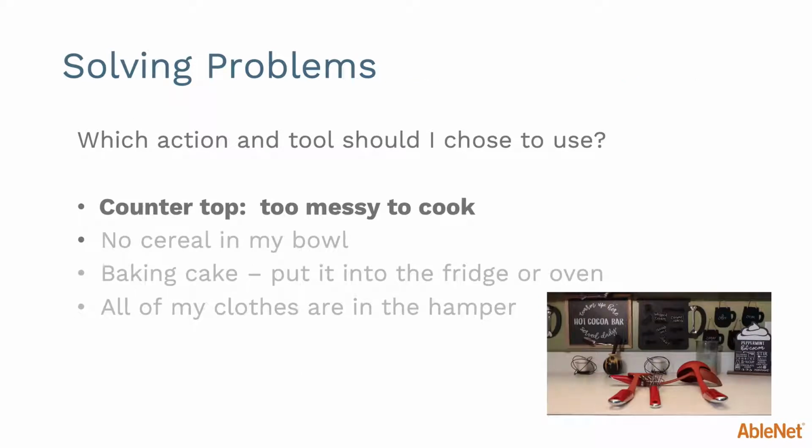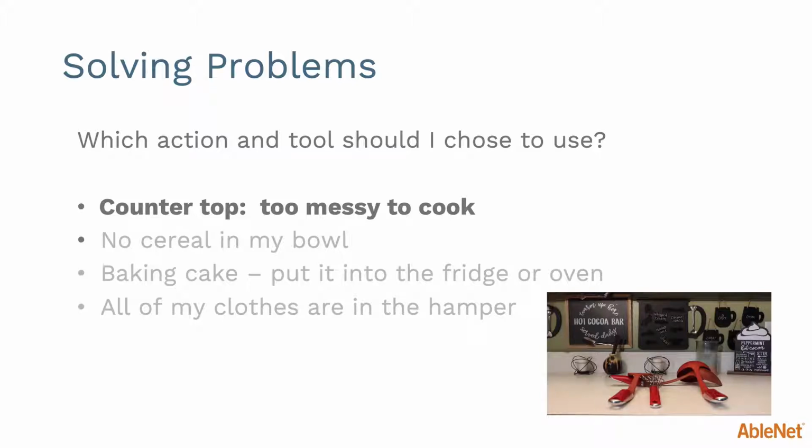Let's move on to a more challenging activity by showing choices before solving a problem. In math, thinking about choices and what might happen supports students as they tackle problems and make decisions about what to do, what tools to use, and what the outcome might look like for each of those. For example, the countertop is too messy to cook. Here is an example of an everyday problem you can solve with your child by giving choices about the action and tool to use to solve this problem.